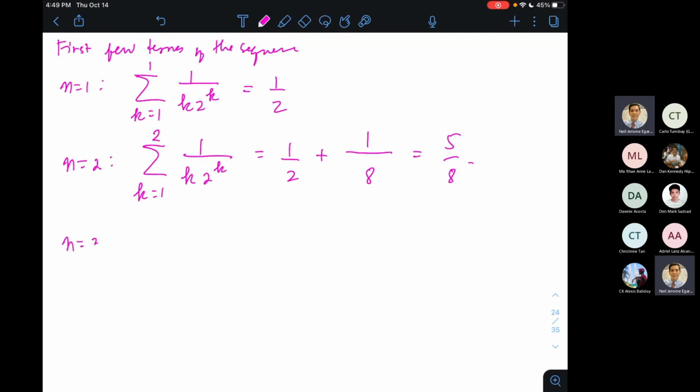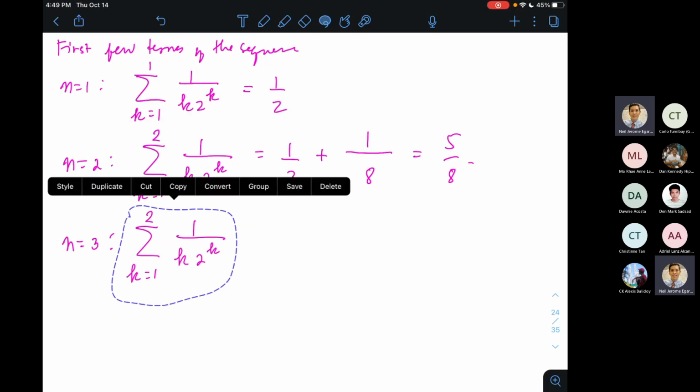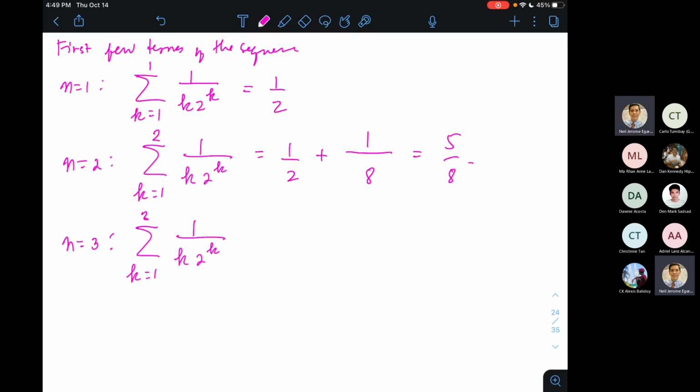When n is equal to 3, I'll just copy this guy. Papalitan ko lang yung upper limit ng summation by 3. Tapos yung expansion niya magiging 1/2 plus 1/8 plus the case when k is equal to 3. Okay? When k is equal to 3, we'll have 1 over 3 times 2 cubed. Tama ba? Yes. And 2 cubed is 8, so the denominator here is 24. So basically, this guy would be around 2/3. Okay? And so on. So nangyayari lang ay 1/2, tapos 1/2 plus 1/8, tapos kinopya ko to, nagdagdag lang ako ng 1 over 24.